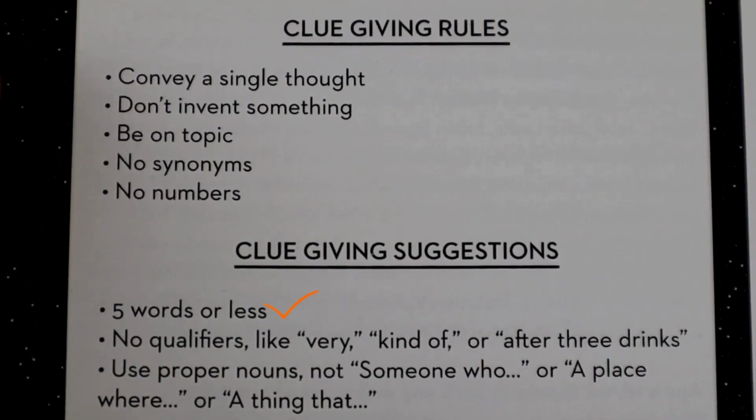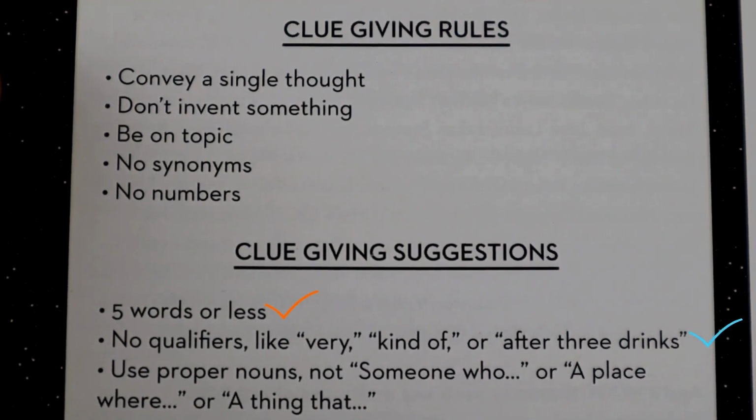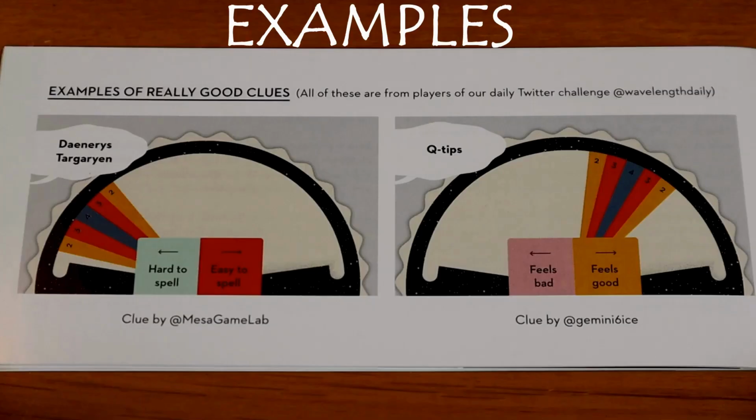Some suggestions for making good clues: be concise. Try using 5 words or fewer. Don't include any modifiers. Words like always, never, but. Feel free to use proper nouns. Here are some examples of really good clues.